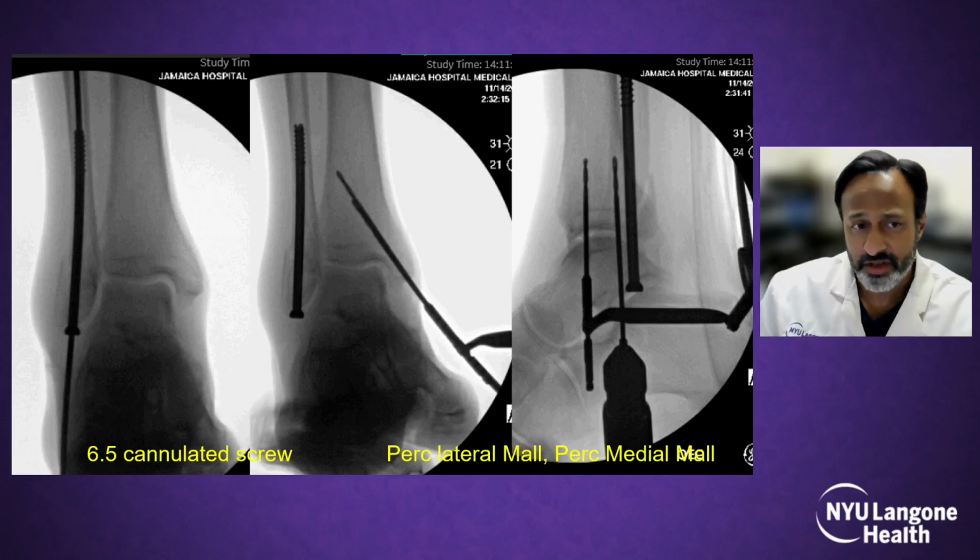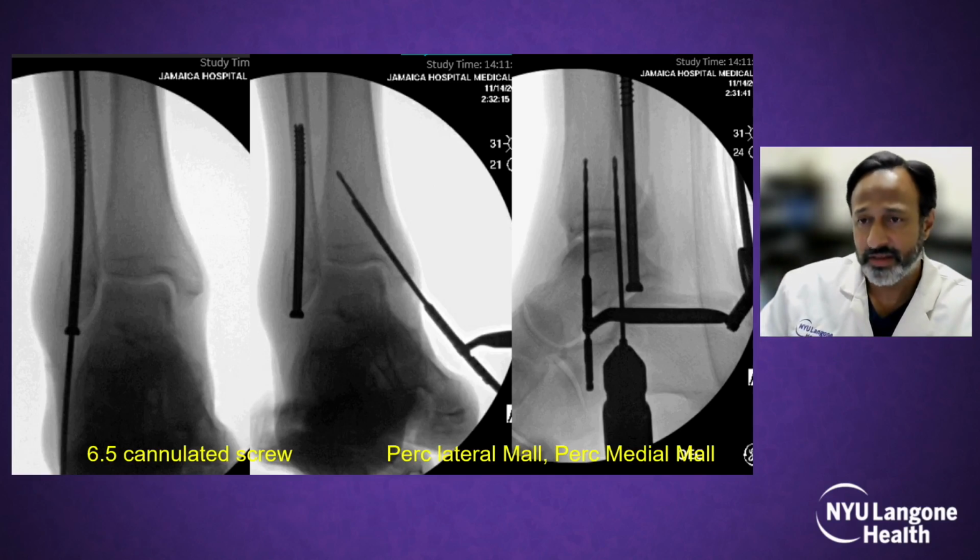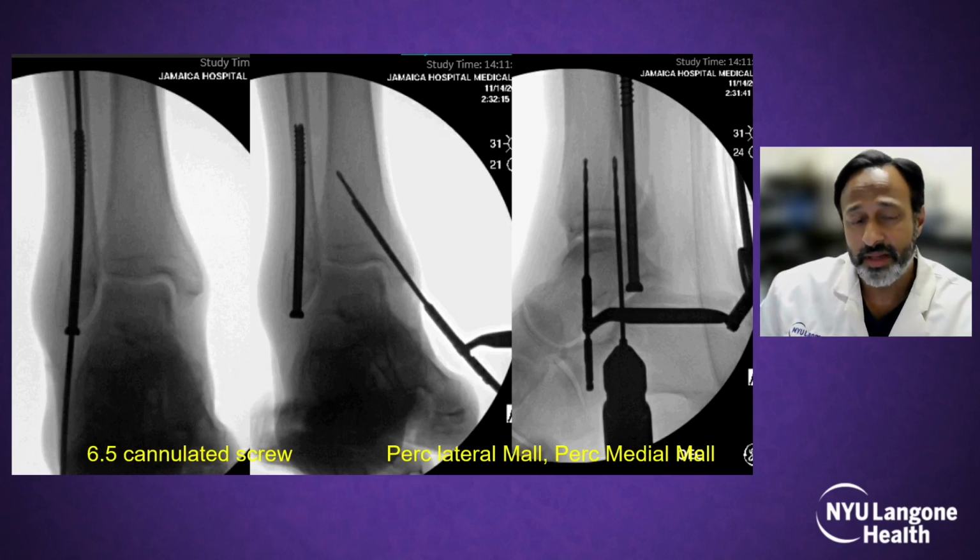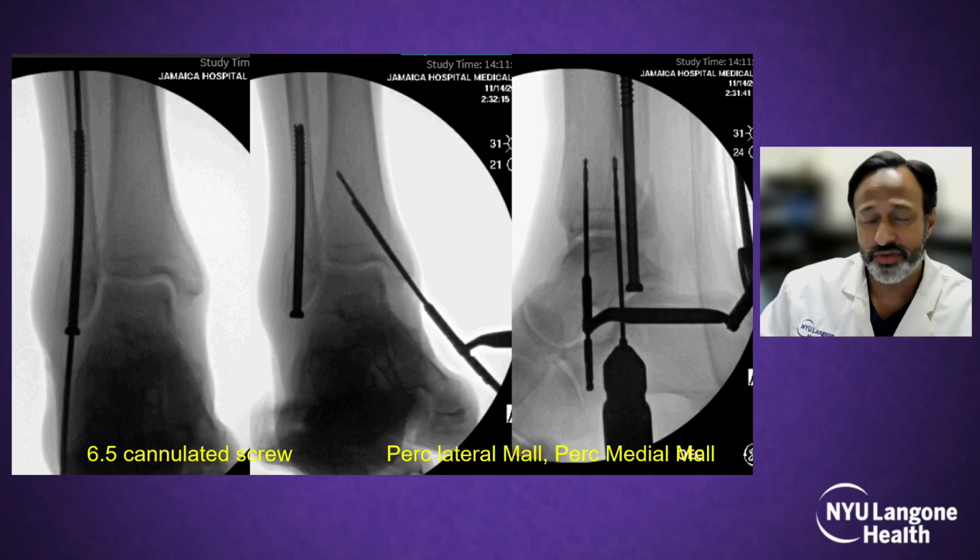The medial malleolus here has also been fixed percutaneously. This is a great example of where the medial malleolus was not displaced, and then it can be fixed through just 2 screws placed in a bicortical fashion. Again, because the patient is osteoporotic, we wanted to get better fixation.